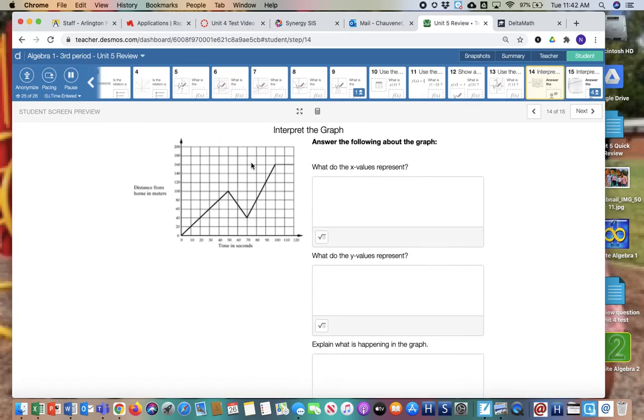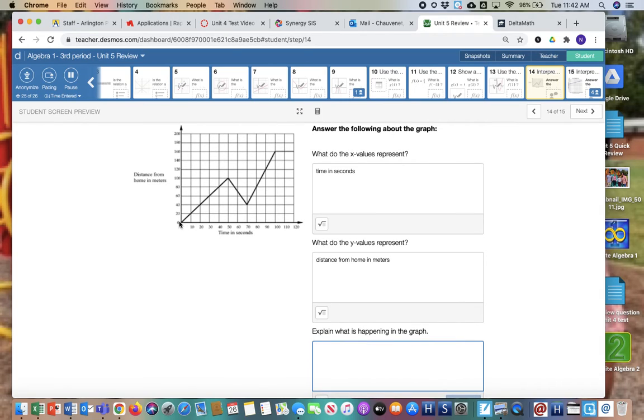Alright, and now let's go to interpreting these graphs. So the top two scenarios should be pretty simple for you. What do the x values represent? Well, just read the graph on the x-axis, right? So it represents your time in seconds. What do the y values represent? Well, again, it's just written right here, so it's your distance from home in meters. And then you have to actually think about it for the explain your graph. So what happens here? Well, after no seconds, this person's at home.